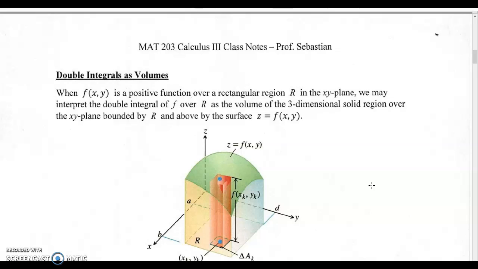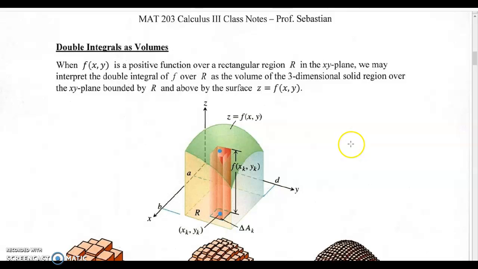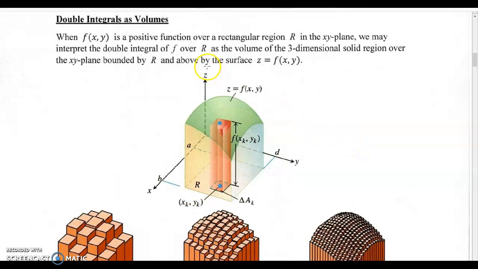So right now we're talking about double integrals, and I already mentioned briefly that they can be thought of as volumes. So let me go over that a little bit more precisely. These certainly aren't pictures that I drew; these are right out of our text.